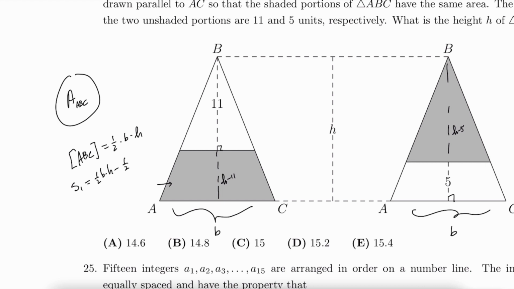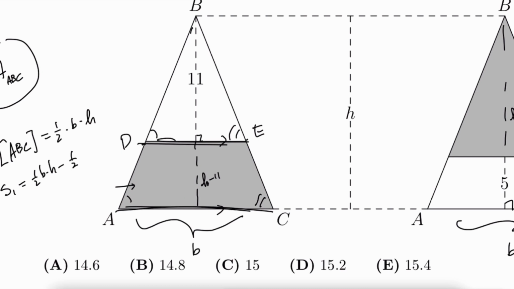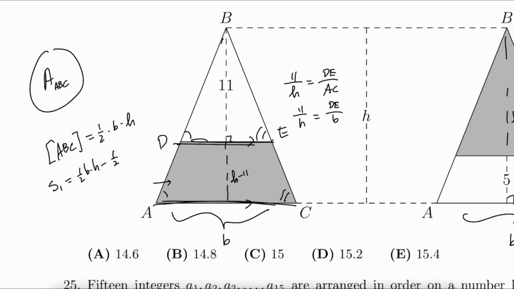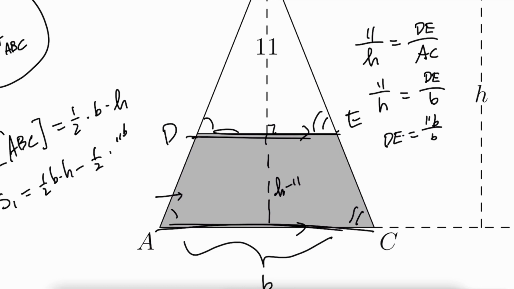But how do we find this base over here? You say, that's not possible. But realize, here, these lines are parallel, which means that this angle and this angle are the same. This angle and this angle are the same. Meaning, this triangle, I guess I'll label them, BDE and triangle BAC are similar to each other. Meaning, over here, this 11 to H, which is a similarity ratio, is equal to DE over AC. So, 11 over H is equal to DE over B. So DE, what we want, is equal to 11B over H.